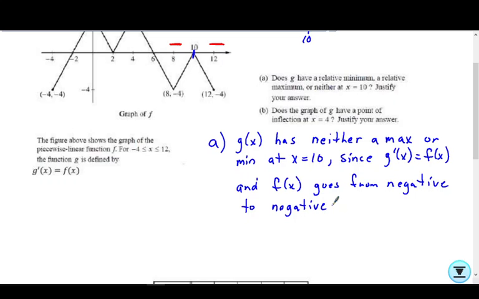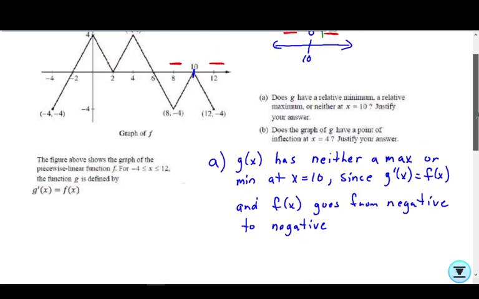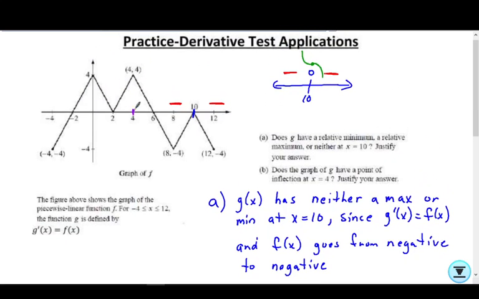Okay? Now, part B. Does the graph of g have a point of inflection at x equals 4? So now we're right here at x equals 4. So this is part B. Does it have an inflection point there? Well, for this to be an inflection point here, we've got to think about it in terms of our second derivative. So normally we would look at our second derivative test and say, okay, if it goes from positive concavity to negative or negative concavity to positive, we'd have a point of inflection. But since we don't have the second derivative, we've got to do it based on my first derivative.